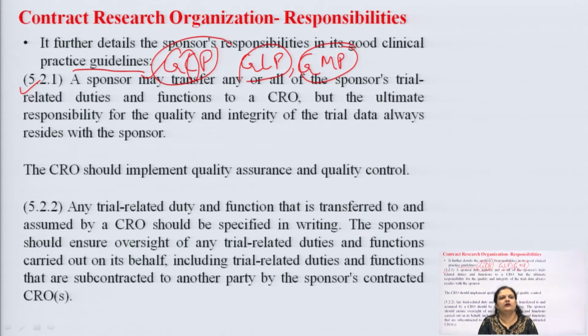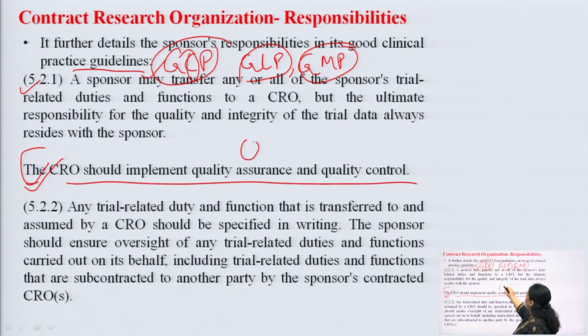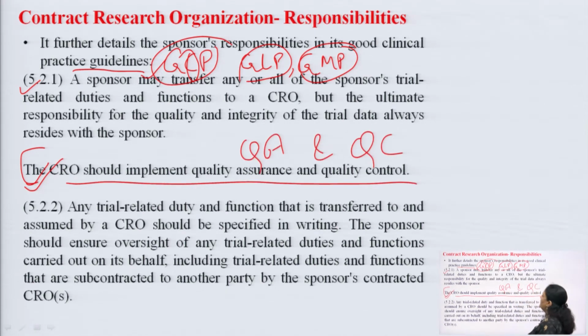The CRO should implement quality assurance and quality control related data. This is very important. It should implement QA and QC, that is quality control and quality assurance, of that particular class of drug. Next, coming to 5.2.2, any trial-related duty and function of a clinical trial that is transferred to and assumed by a CRO should be specified in writing. Okay, no verbal documentation is validated or accepted later; all should be in written format and saved properly.